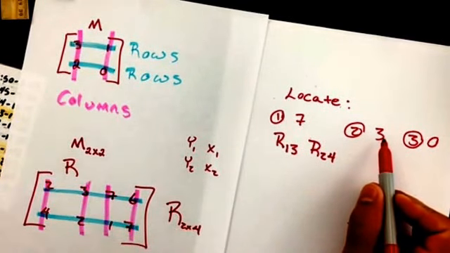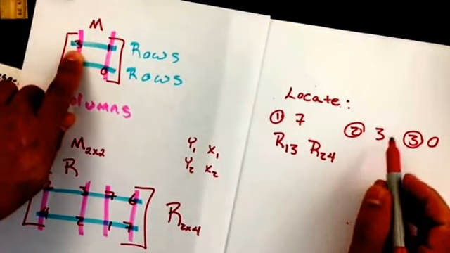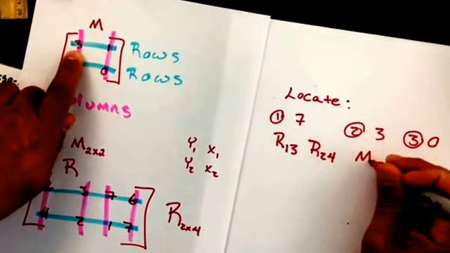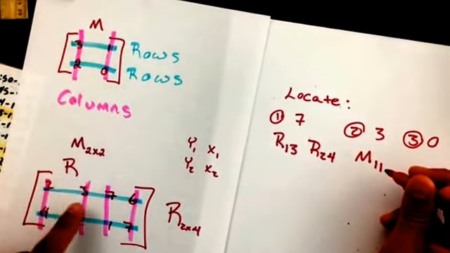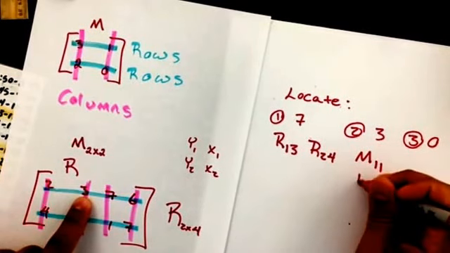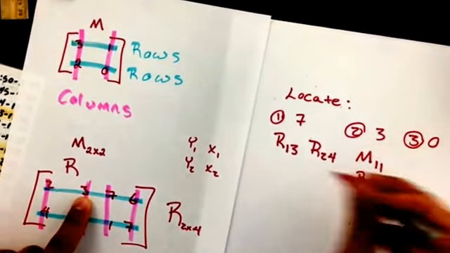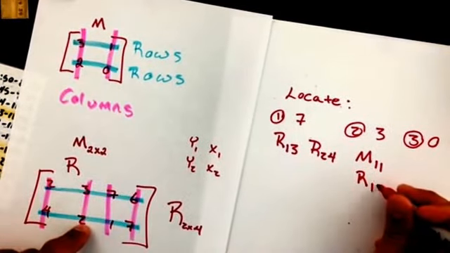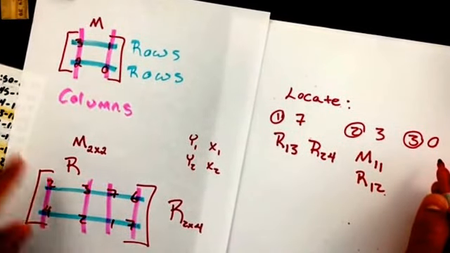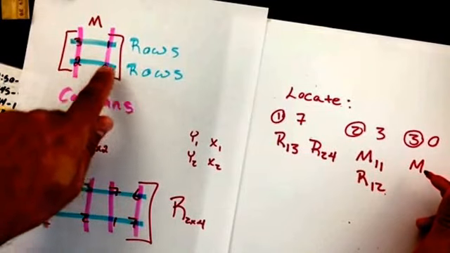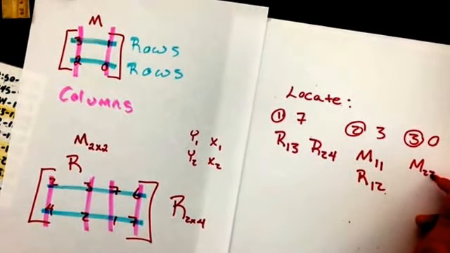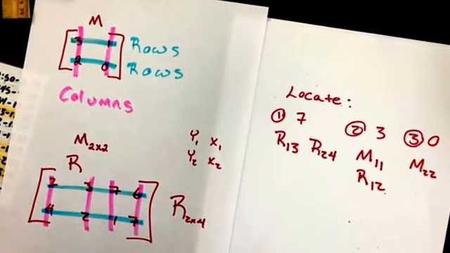This one, we're looking for 3. 3 is right here. That's matrix M, row 1, column 1. It's also right here, which is matrix R, row 1, column 2. The number 0, matrix M, row 2, column 2. So that's how we're doing that stuff, okay?